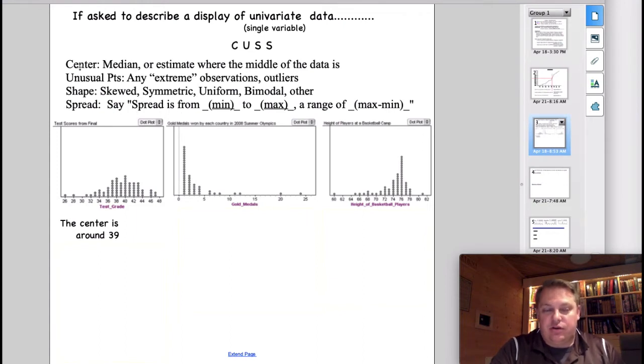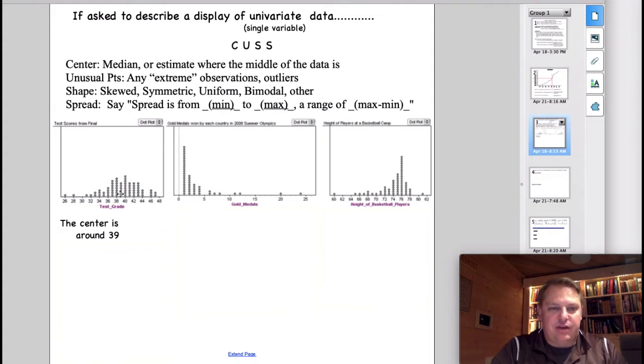So if they ask, when you're describing, I would say your spread is from whatever your min is to your max. So the spread is from 2 to 50, a range of, and then do the subtraction to get the actual range. 50 minus 2 would be 48. So looking at just 3 for quick practice here.